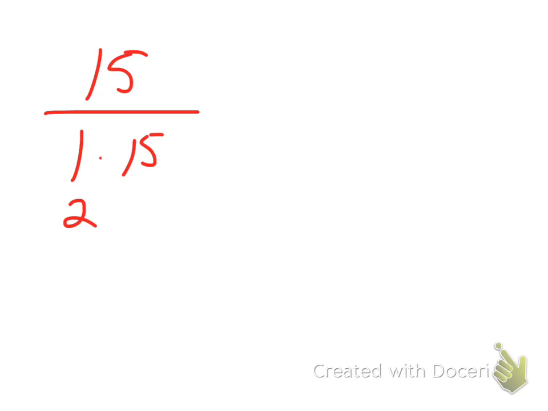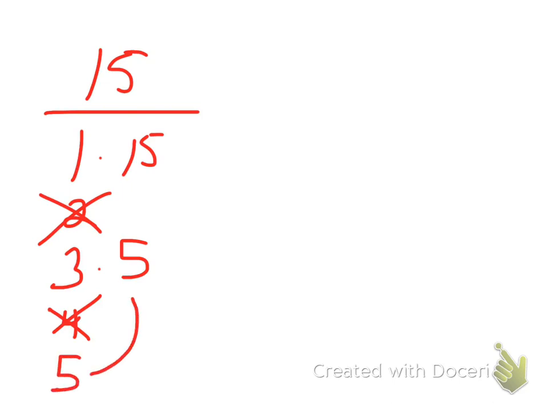Couple more examples. The number 15. So starting off 1 times 15. 2, that one doesn't work, I get a decimal. 3, 15 divided by 3 is 5. 4 does not work. And now notice my next number would be 5. So I am done with my list. So this one only has these 4 numbers, 1, 3, 5, and 15.